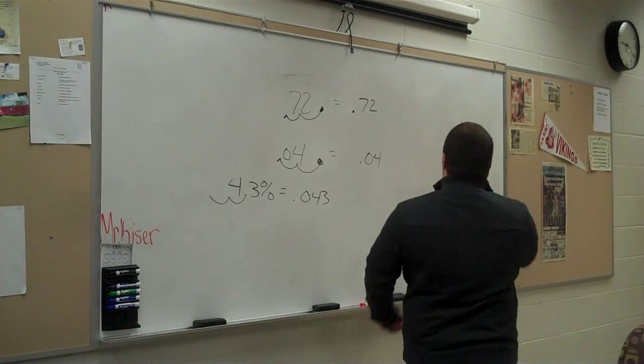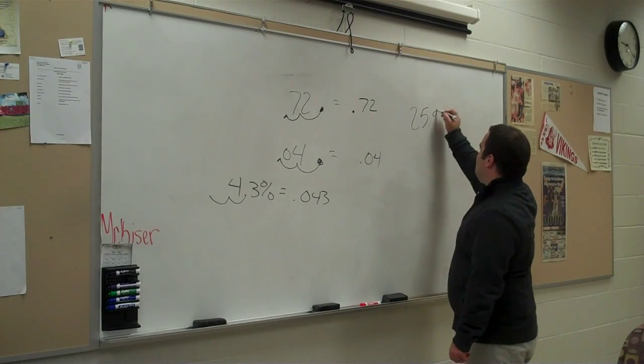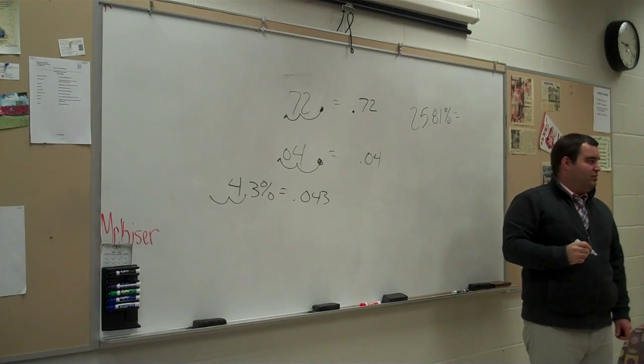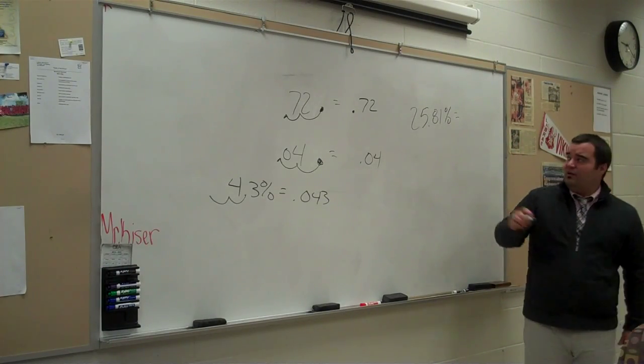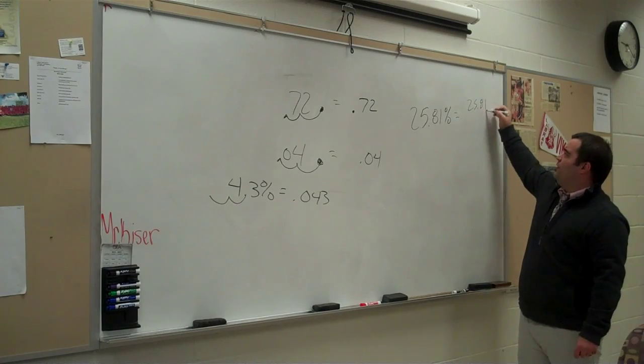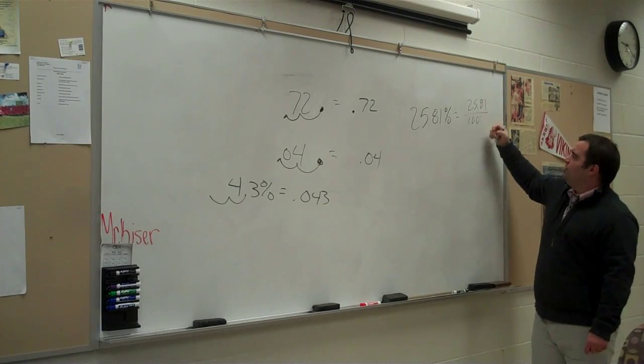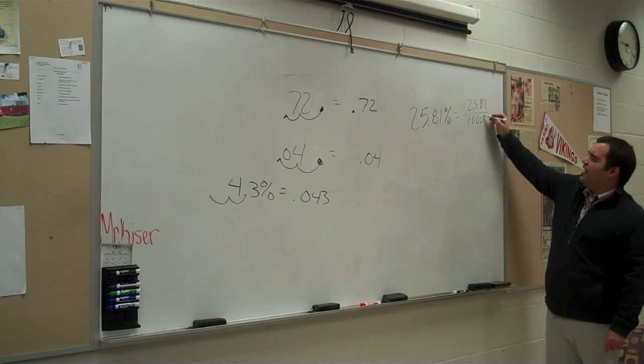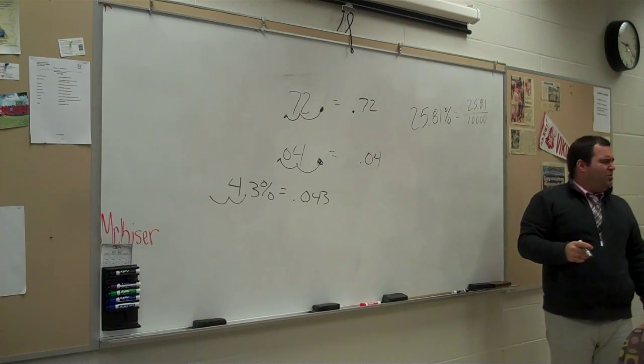Letter C, 25.81%. If we did it the book way, it'd be 25.81 over 100. But you can't have decimals here, so you have to multiply it by 100. So you add more zeros there, and then you would. What?